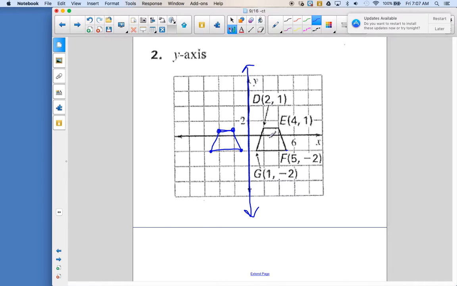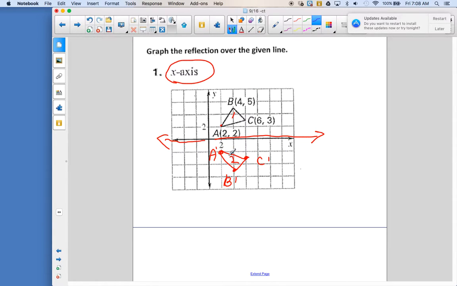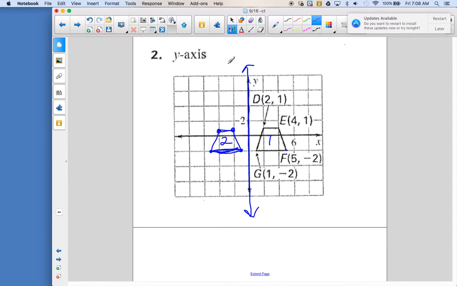Okay, that could be straighter. Here's my pre-image. Here's my image. And I've flipped across the y-axis. This trapezoid went over here and now it's on the left side. So when we flip across the y-axis, we're going right to left or left to right. As in the last slide, when we flip across the x-axis, we're going top to bottom or bottom up. Up, down, up. Whereas when we're going across the y-axis, it's right, left, right.